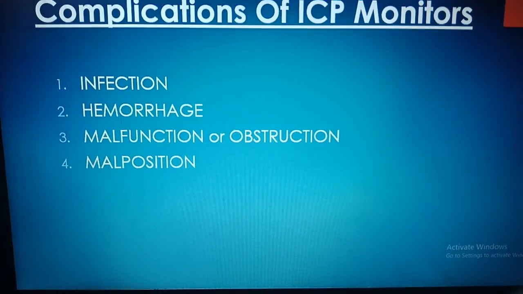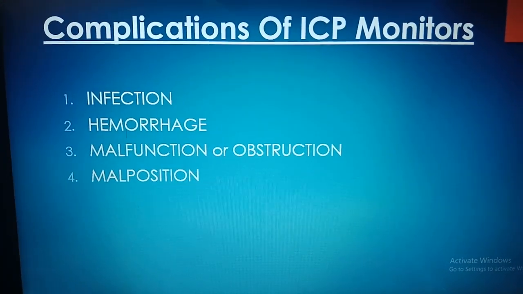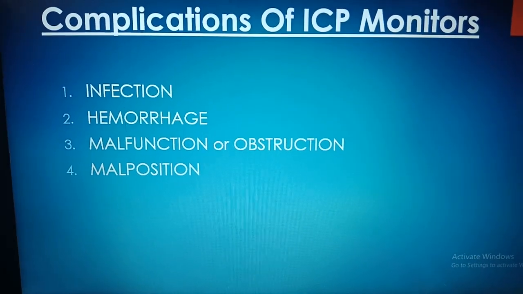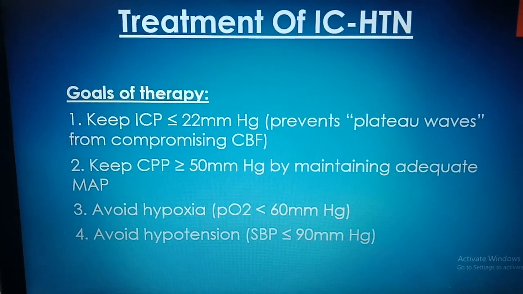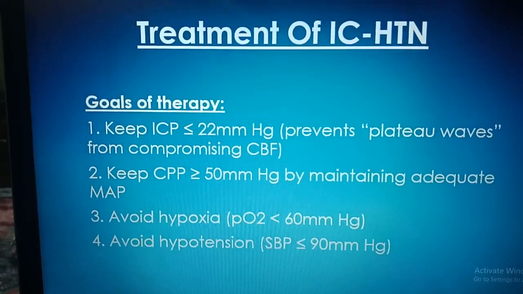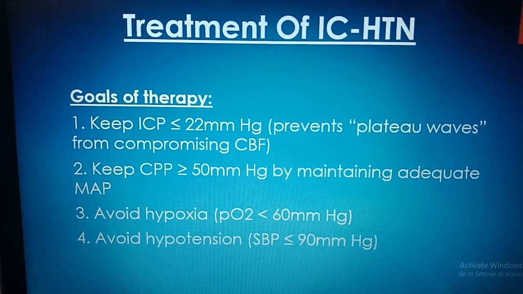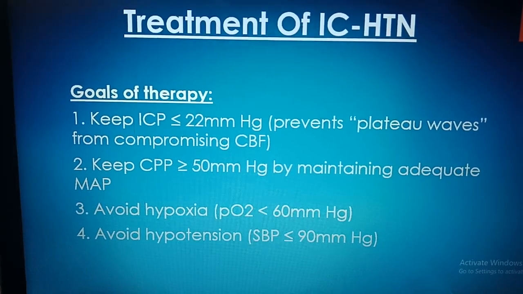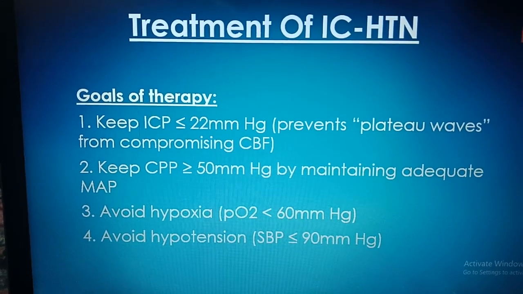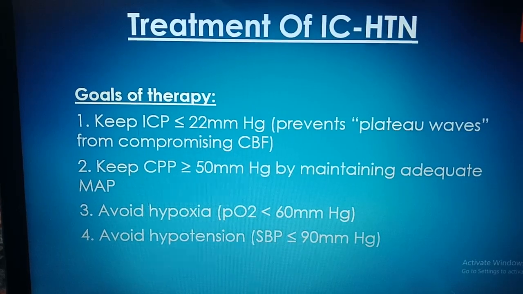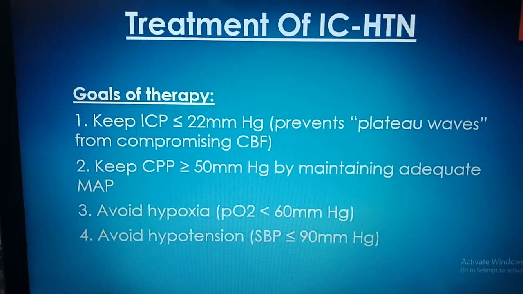As with any device, the complications of ICP monitors include infection, hemorrhage, malfunction or obstruction, and malposition. Now coming on to the treatment of intracranial hypertension, what should be your goal? Your goal should be to keep the ICP less than 22 mm of mercury. That is, we have to prevent the plateau waves from compromising the cerebral blood flow.